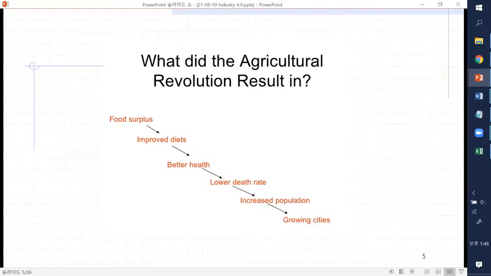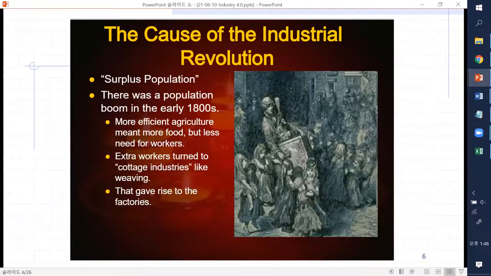So the surplus of population gathered, collected in cities, rather than in the farm field. That is the beginning of the industrial revolution, because there are many people, and they start to make cottons and clothes using steam power, mechanical power. Right, so the cause of the industrial revolution is that a surplus of population helps to make a revolution.